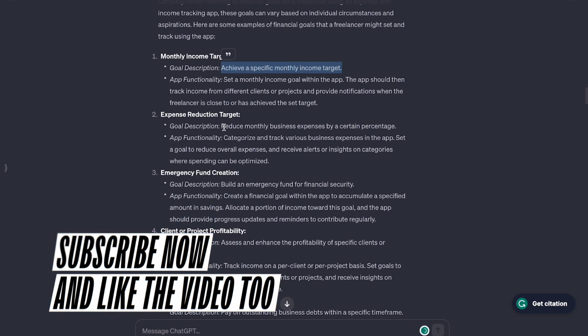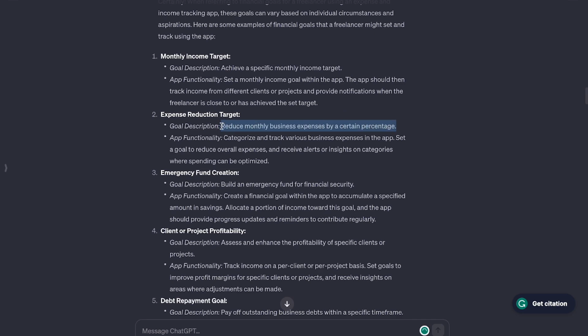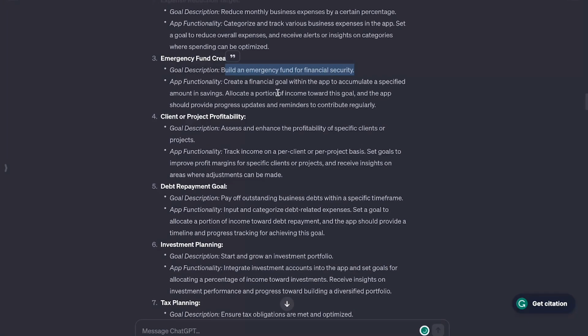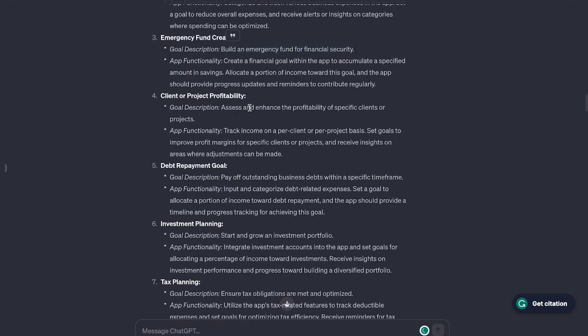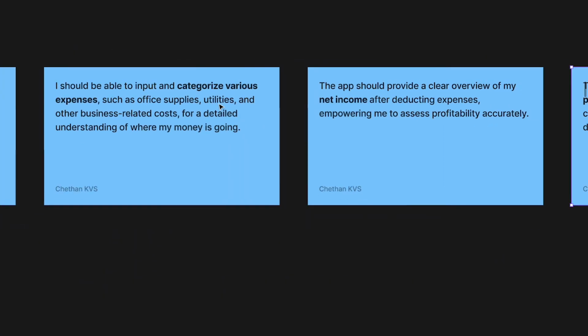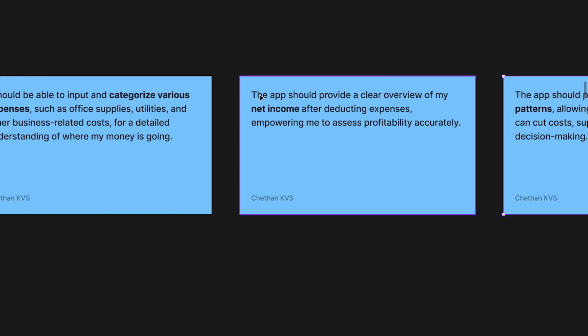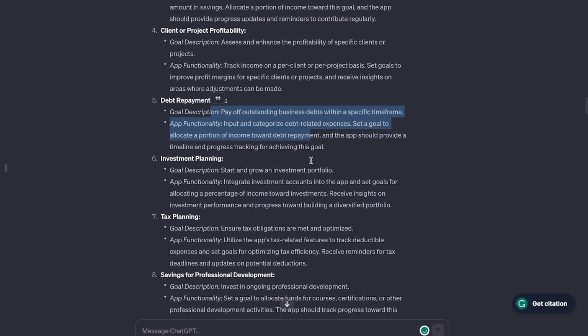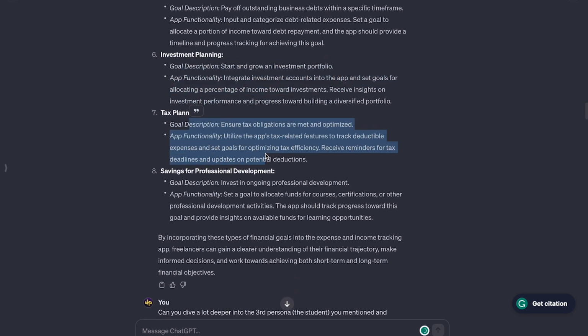Okay. Then we have reduce monthly business expenses by a certain percentage. This again comes down to the whole concept of budgeting, setting a budget for each expense. Build an emergency fund. I don't really know. Just knowing your current balance is enough if you want to think about having an emergency fund. Profitability of specific clients and projects. We already sort of saw this, right? So if I come back here to Figma, basically this net income coming down to profitability is pretty much the same thing. All right. Debt repayment goal, definitely not doing investment planning, tax planning, savings for professional development. I mean, doesn't really matter, right?